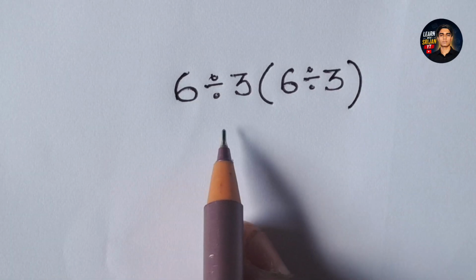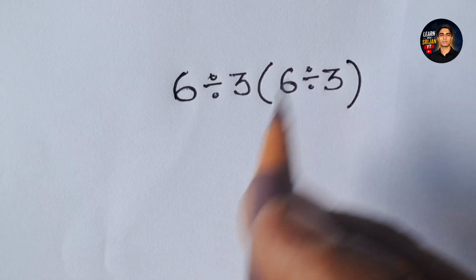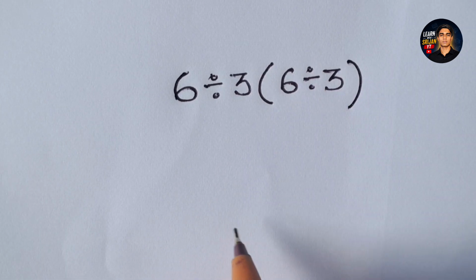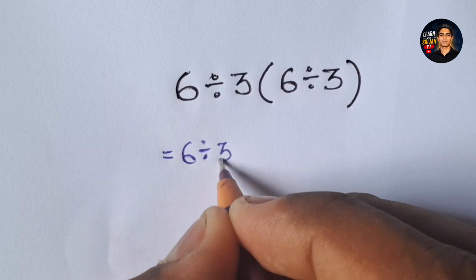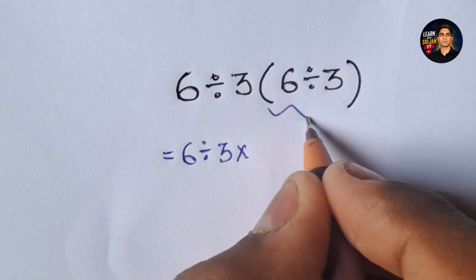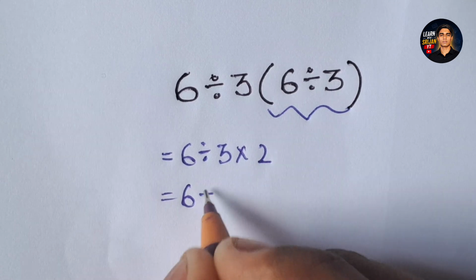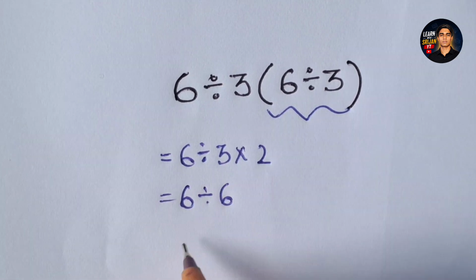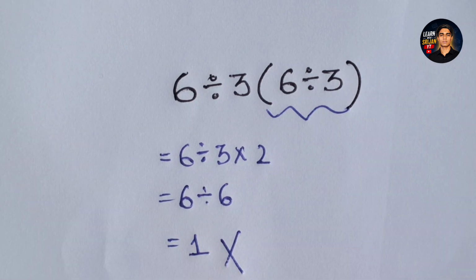In this video, we are going to find the value of 6 divided by 3 times 6 divided by 3 equals what? Here, many students make mistakes. They just write 6 divided by 3 times 6 divided by 3, which equals 2. Now, 6 divided by 3 times 2 equals 6. So, 6 divided by 6 equals 1. But this is not the correct answer for this question.